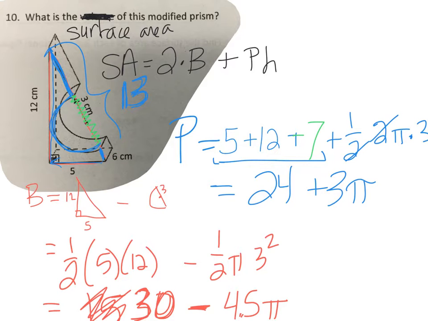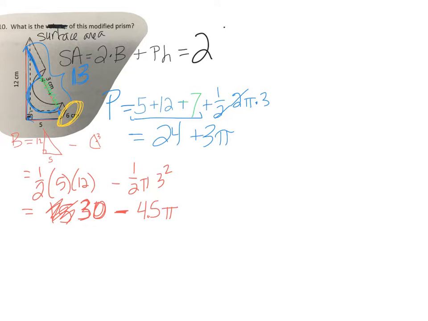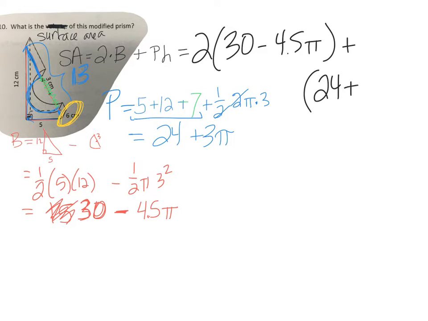Okay, and if we can't see it anymore, but the height here happens to be 6. So that's our last piece of information that we need in order to use our formula. So let's make everything visible here. Formula is 2 times the base area, 30 minus 4.5 pi, plus the perimeter, which was 24 plus 3 pi, times the height of 6.